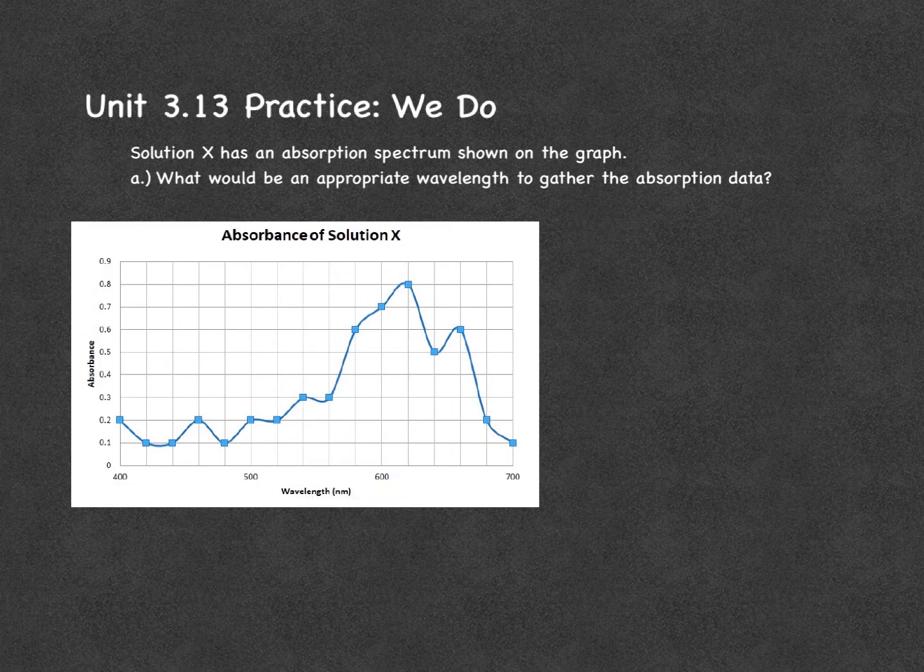So we've got 600 here, 700 here, and I've got 5 lines in between. So each one of those is going to be 20. So when I drop this down, this point right here would be 620 nanometers. So an appropriate wavelength to gather our absorption data for this particular solution X would be 620 nanometers.